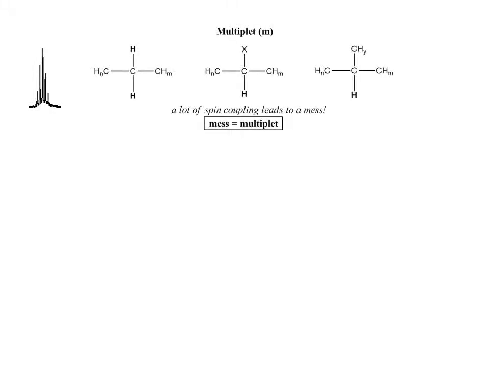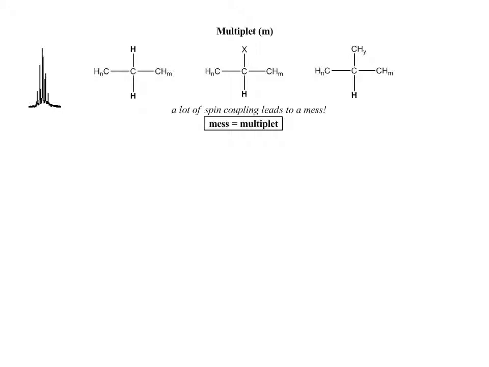Lastly, we come to the multiplet. As you can see, it's a whole bunch of little tiny lines very close together. And that's because there's a lot of splitting going on. With the multiplet, or M, we have a CH2 or a CH flanked by a whole bunch of different protons, not just one set of protons, but 2 or more sets of protons. We could designate these protons as H sub n and H sub m, or in the case of CH, where there are 3 different sets of protons around it, H sub n, H sub m, and H sub y.